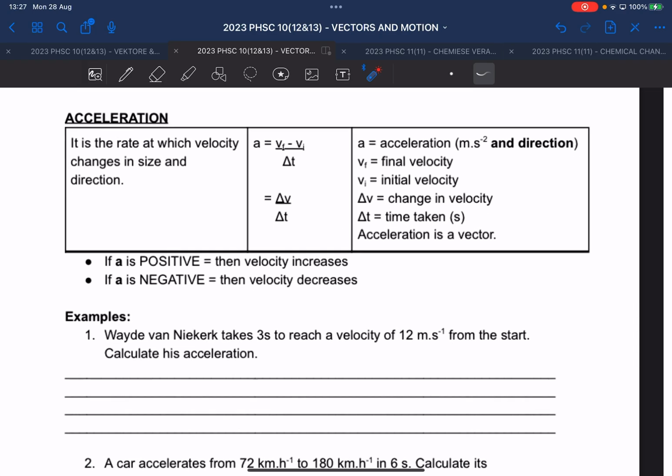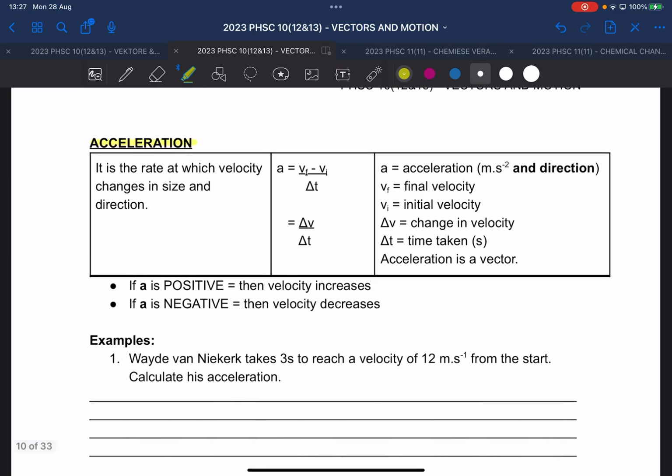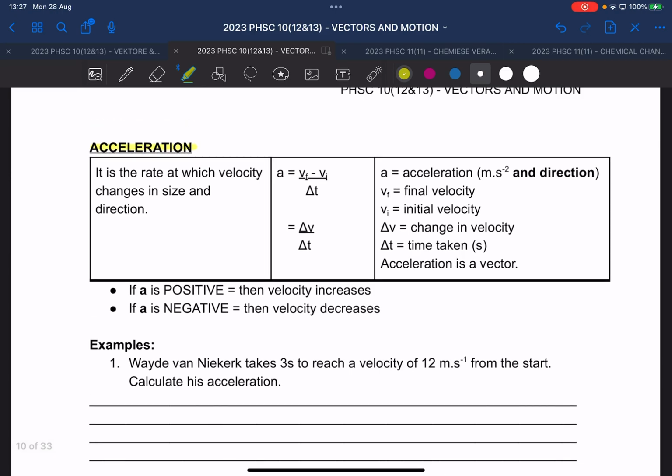Okay, right. Next one, acceleration. We showed acceleration with me and Muhal running, and we said acceleration is how fast you are going faster. The definition for acceleration is the rate at which velocity changes in size, and I want you to write here, and or direction.